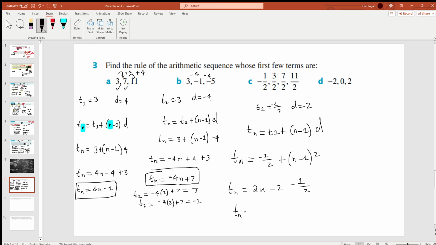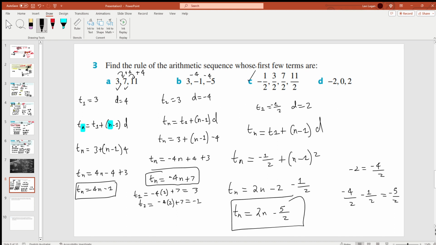So t of n is going to be 2n, and then we're going to add these together. So negative 2 is the same as negative 4 on 2. So what we have is negative 4 on 2 minus 1 on 2, which gives me negative 5 on 2. So minus 5 on 2. And that is the general rule for C. Okay.